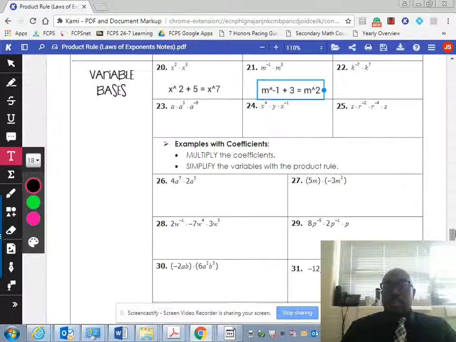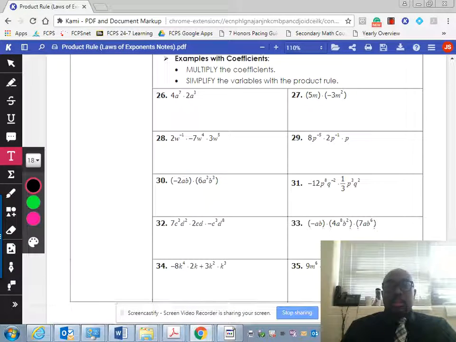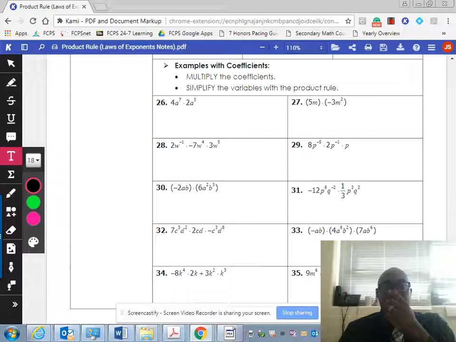Okay. So now the only other thing on our agenda is still the same thing, but sometimes we might have coefficients. And if you don't recall, coefficients are the numbers that are in front of the variable. So right here, 4 is the coefficient on a. 2 is the coefficient on a to the third. Also remember, when there is no number in front of the variable, the coefficient, or the imaginary number that's not written, is 1. So you've got to remember that. So let's go ahead and look at this.